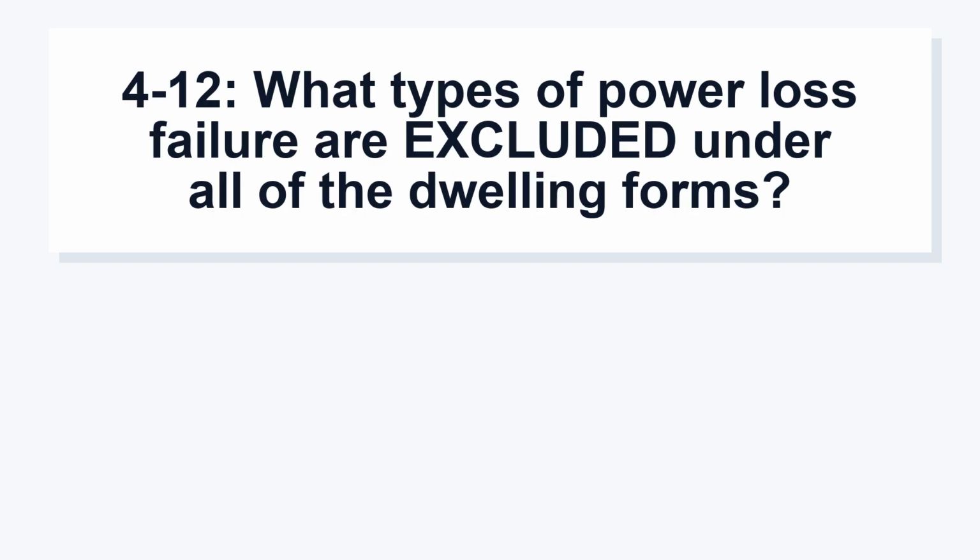4 to 12: What types of power loss failure are excluded under all of the dwelling forms?